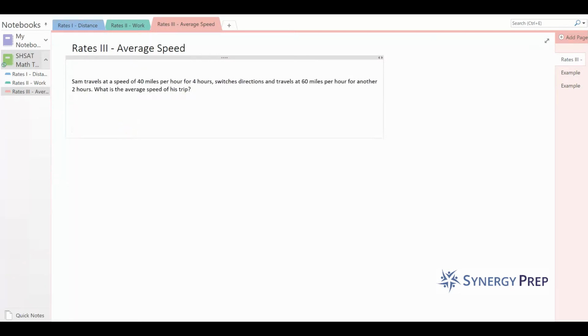So we have here: Sam travels at a speed of 40 miles per hour for 4 hours, switches directions and travels at 60 miles per hour for another 2 hours. So what is the average speed of his trip? A lot of students will see 40 miles per hour and 60 miles per hour, and they'll say, okay, average will just equal 40 plus 60 over 2, which is 100 divided by 2, which gives you 50 as your answer. And that would be wrong. That is not how you find average speed.